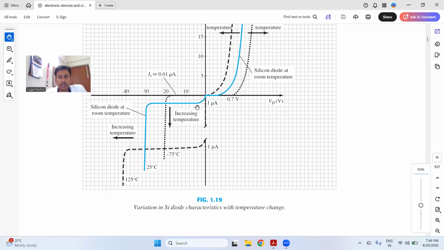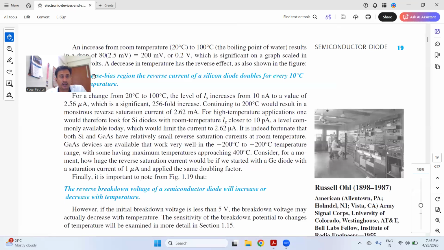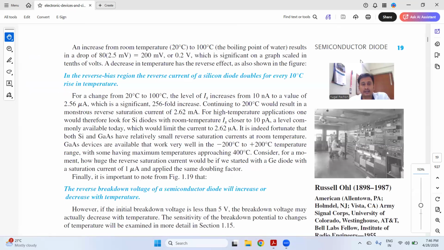Now let's move to another topic of our discussion: the reverse bias condition. In the reverse bias region, the reverse saturation current of a silicon diode doubles for every 10 degrees Celsius rise in temperature.